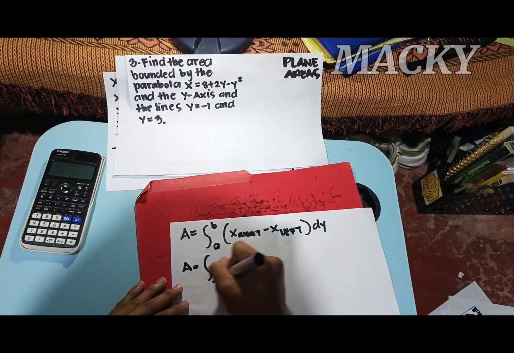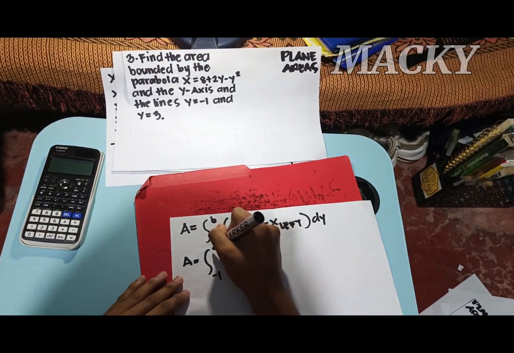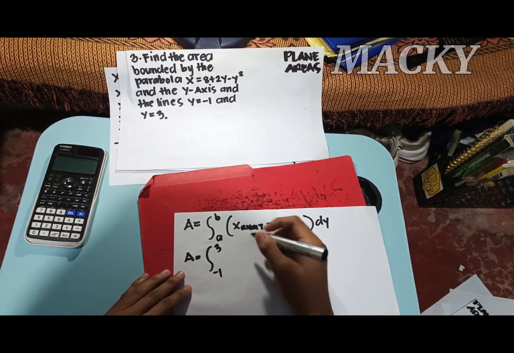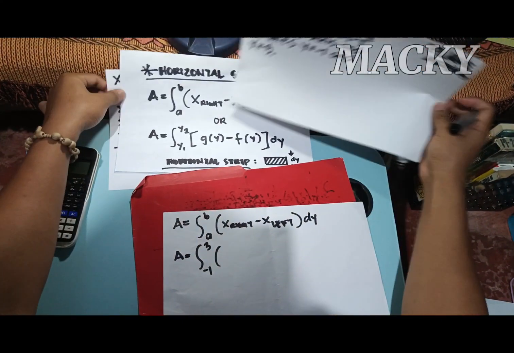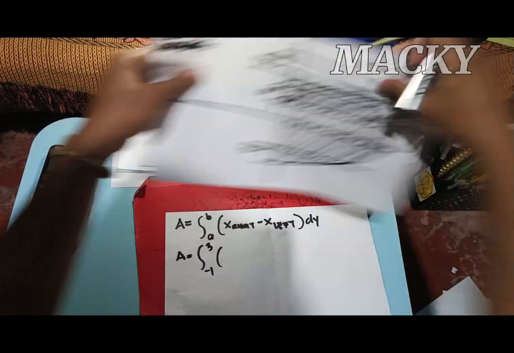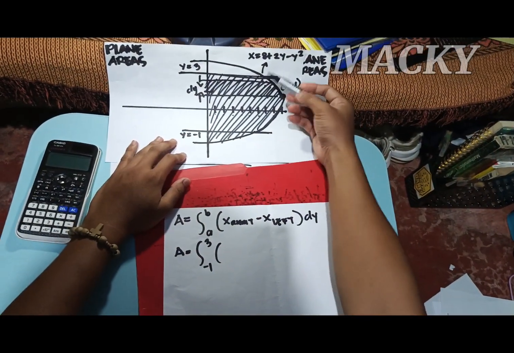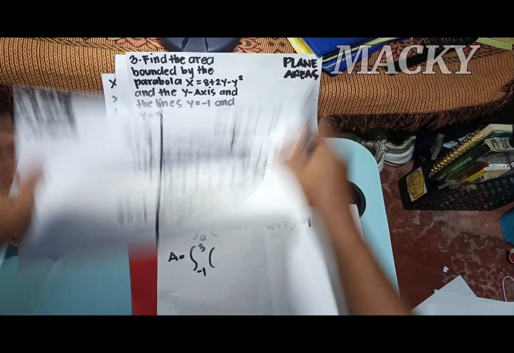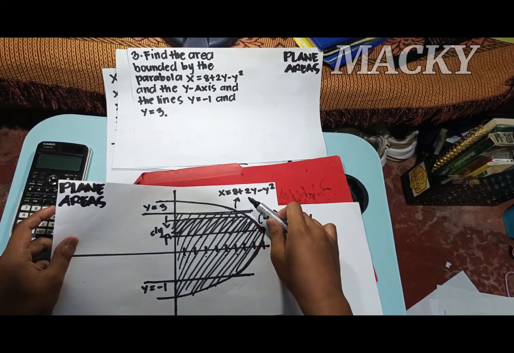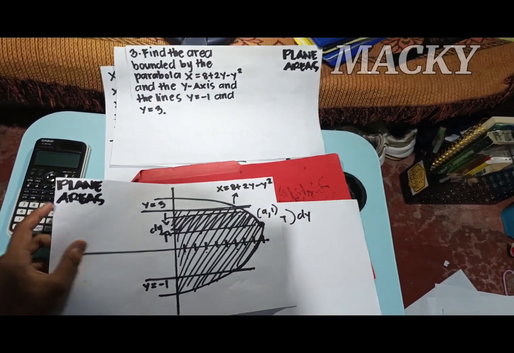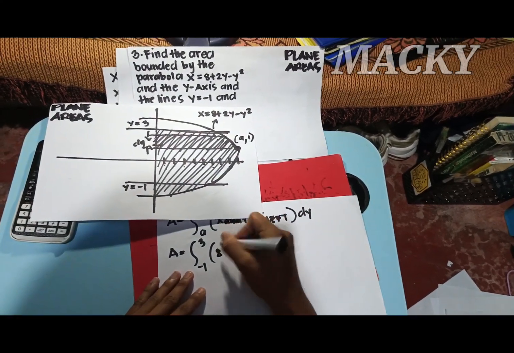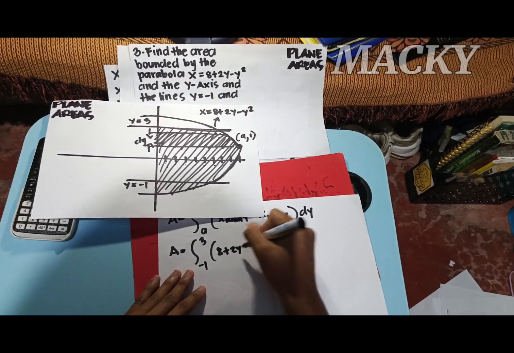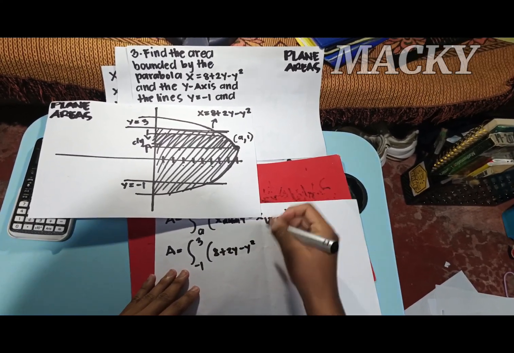Negative 1. The upper limit is 3. Now, in this x rate, we go back to the graph. The x rate is the upper x, the one above. So x is equal to 8 plus 2y minus y squared. So that is what we put here: 8 plus 2y minus y squared.